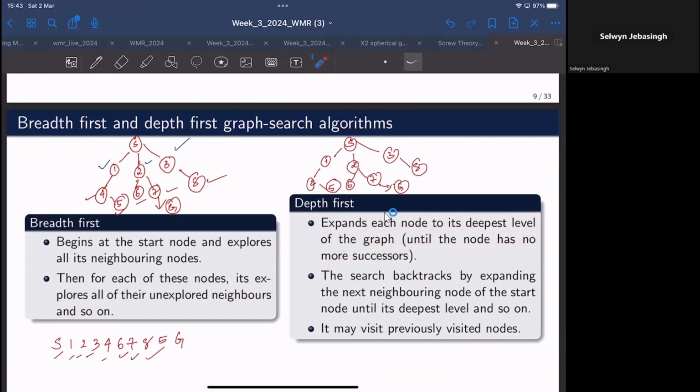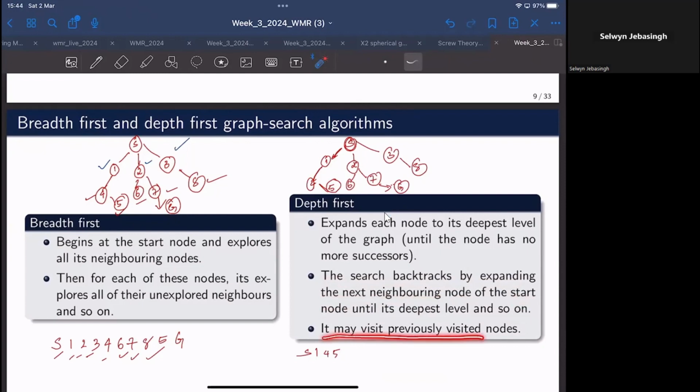For example, if you begin from the start node, it'll go to the deepest level: from S to 1, then 1 to 4, then 4 to 5. Then from 5, it cannot go anywhere because there is nothing connected to 5. Then what does it do? The search backtracks by expanding the next neighboring node of the start node until its deepest level is reached, and so on.